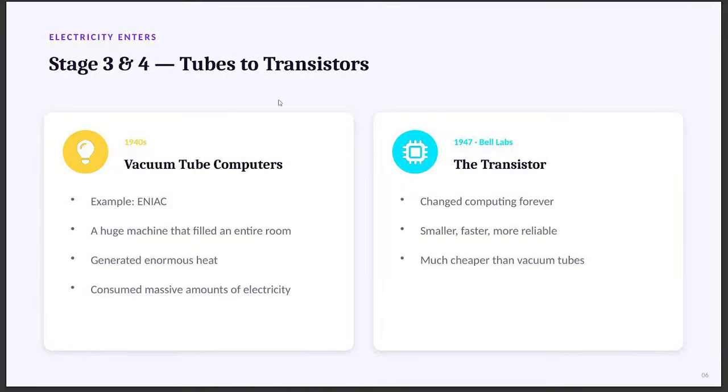Later, the transition came in 1947. Bell Labs invented transistors, and this changed everything. Transistors were much smaller and much cheaper. They produced less heat and were also more reliable compared to vacuum tube computers. Almost every modern electronic device today uses transistors. So in 1947, the transistor era began.